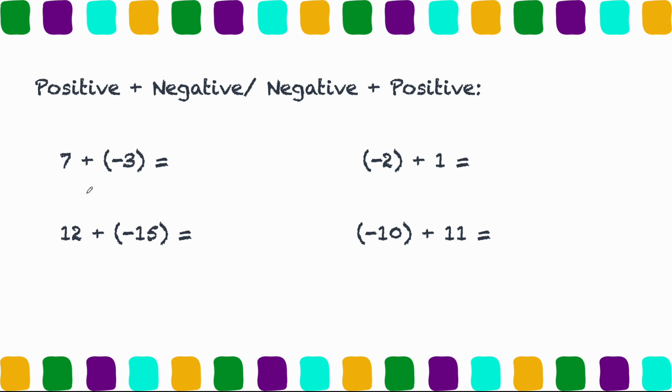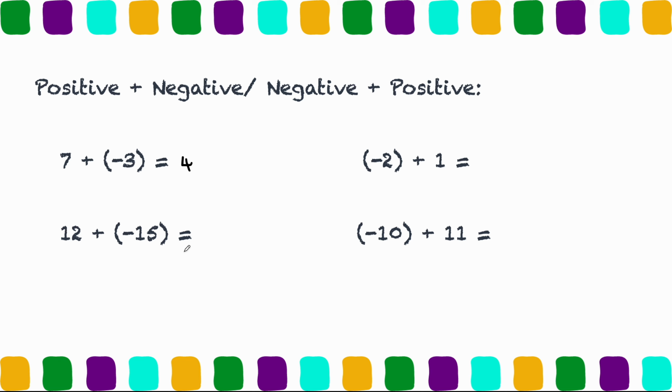Now because there are two different signs, we're going to take the 3 from the 7. We're going to subtract the 3 from the 7, being that the 7 has the larger absolute value. When we take 3 from 7, we would get 4. And remember, our answer should take the sign of the larger absolute value. So because 7 is larger and 7 is positive, therefore our answer will also be positive.